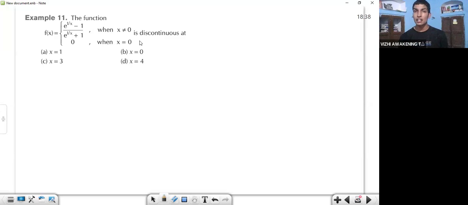Can anyone tell where the function is changing here? Anyone? On what point should we check the discontinuity of this function?